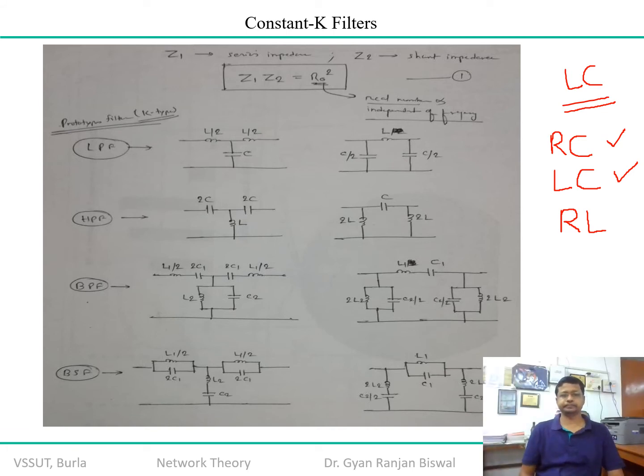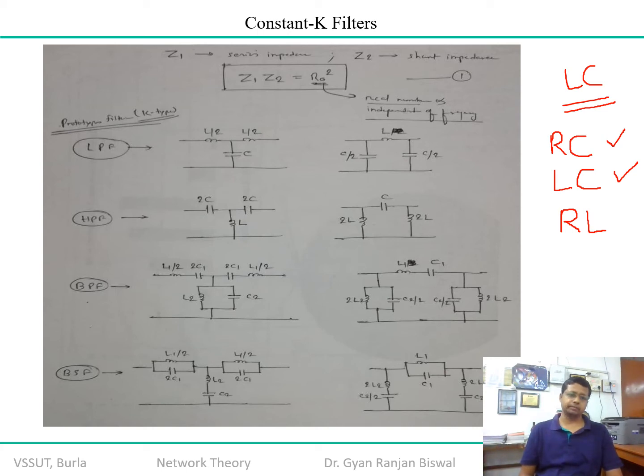So friends, we continue with the same design aspects, using the same analogy with the rest of the filter classes, depending on the frequency characteristic. We saw the discussion of the design of the low pass filters using the prototype approach or the K-type filter design. How about the high pass filter? Obviously the high pass filter is the complement of the LPF, the low pass filter. In the case of the low pass filter, as far as the T section design is concerned, we use two series inductances of L by 2 and a capacitor.